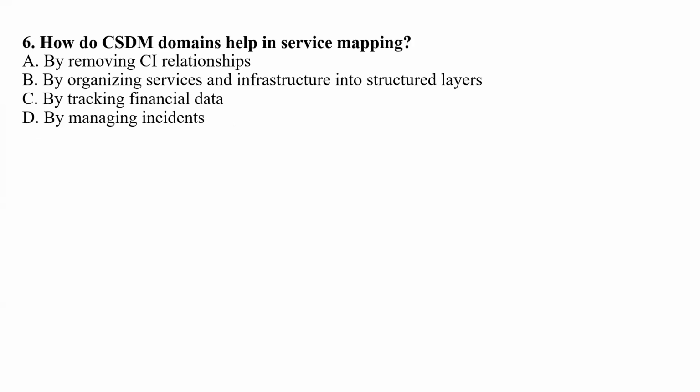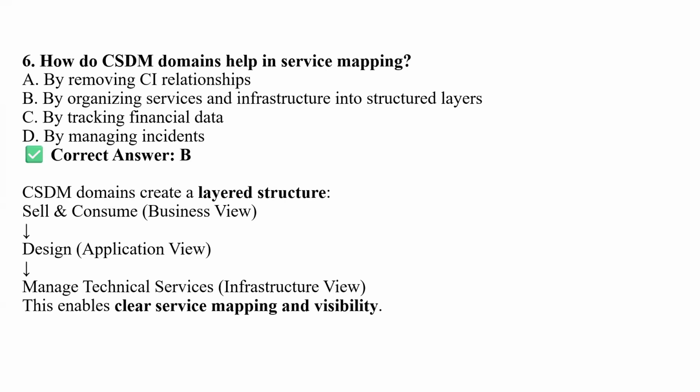Next question. How do CSDM domains help in service mapping? Option A, by removing CI relationships. Option B, by organizing services and infrastructure into structured layers. Option C, by tracking financial data. Option D, by managing incidents. The correct option is option B, by organizing services and infrastructure into structured layers.